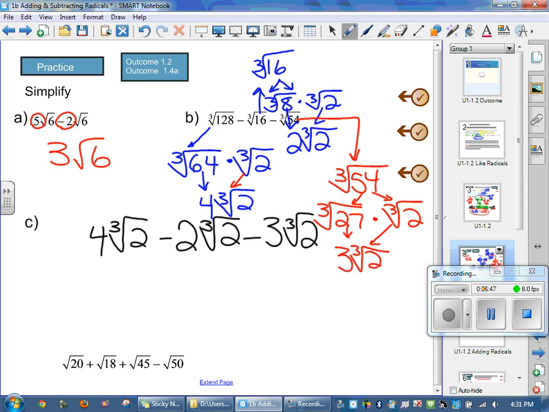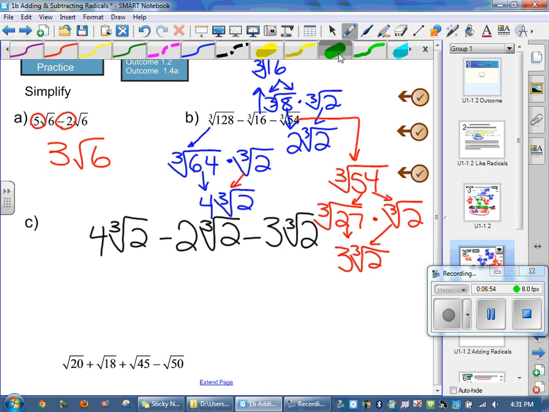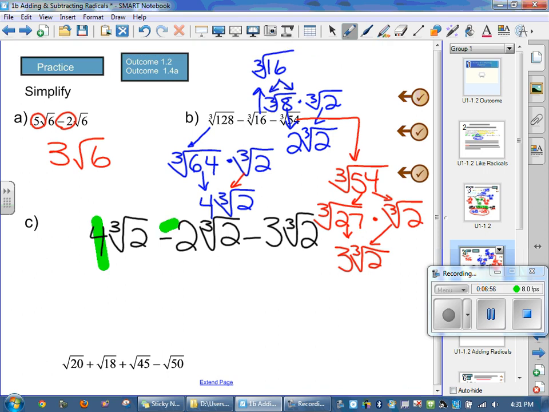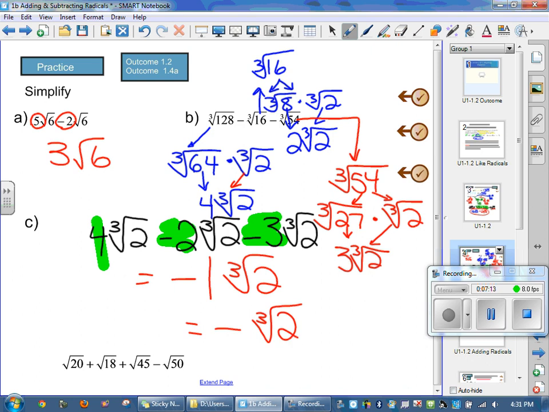So now, since they are all cube root 2, I just need to add the coefficients. So I have 4 minus 2 minus 3, which gives me negative 1 cube root 2. Now, do you have to draw the 1? No, it can actually hide. So you can write this as negative cube root 2. Both are correct. Let's take a look at letter C now.